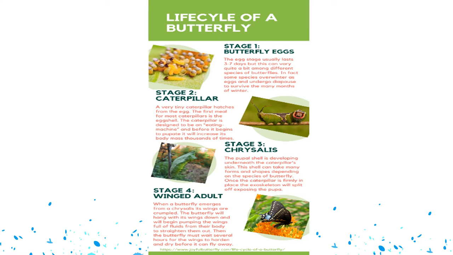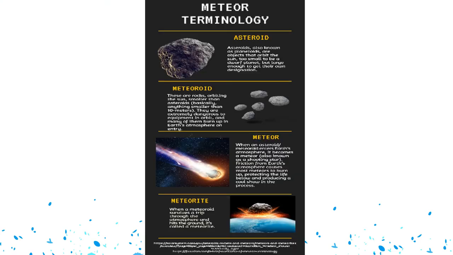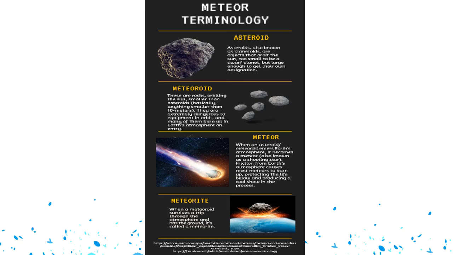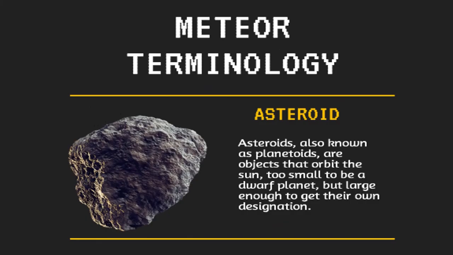Proceeding to the next example, meteor terminology. The purpose of this infographic is to simplify a complex concept. For the first part of the meteor terminology, asteroid. Asteroids, also known as planetoids, are objects that orbit the sun, too small to be a dwarf planet, but large enough to get their own designation.